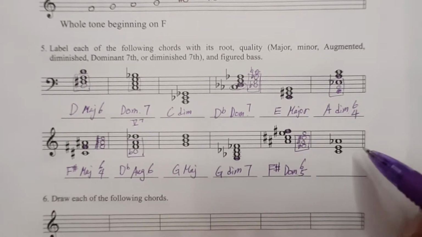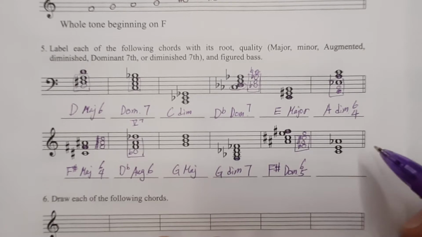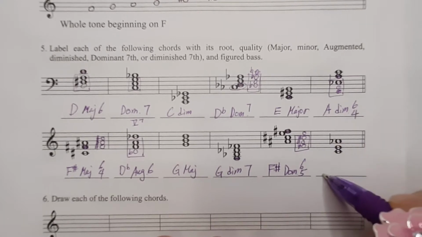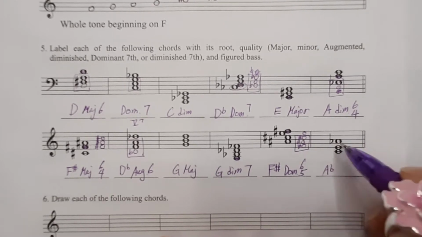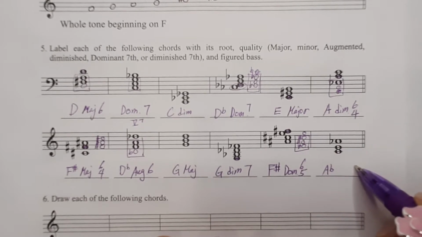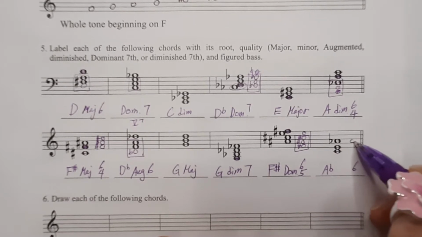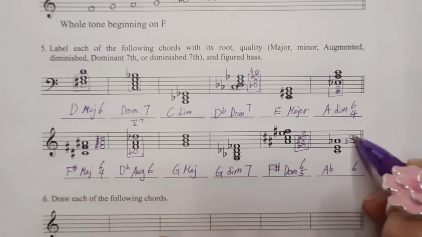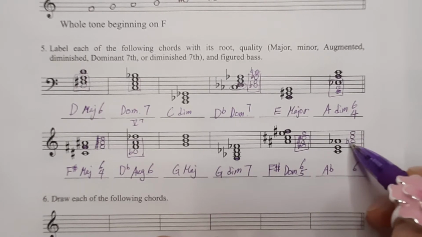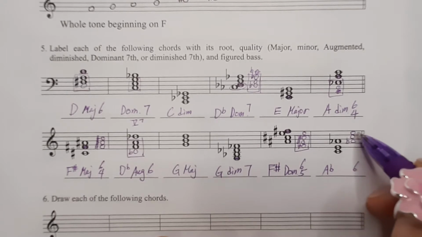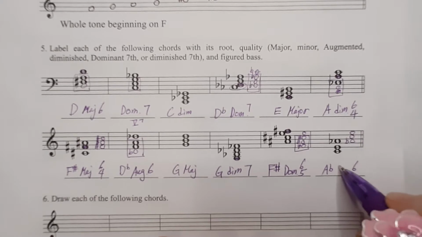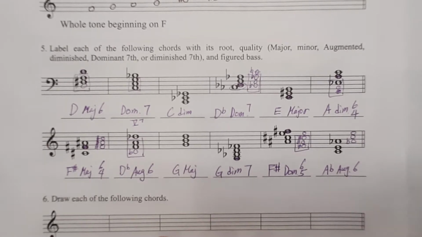Okay, last one. Now what do we have? A flat as a root in the first inversion, so number 6. Now when you put that in the simplest form, it's going to be A flat, C, and E natural. In the key of A flat major, you know there's a B flat, E flat, A flat and D flat. But E flat is not there. It's raised. Then what do you call it? It's not major, but augmented. So it's A flat augmented 6.